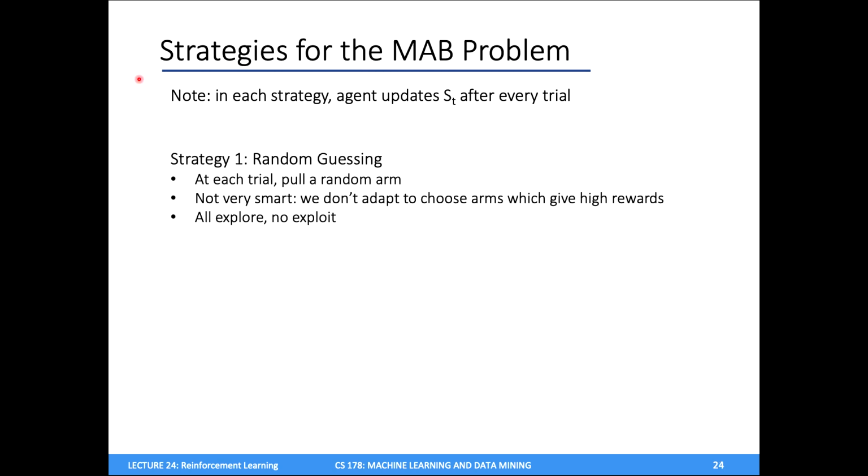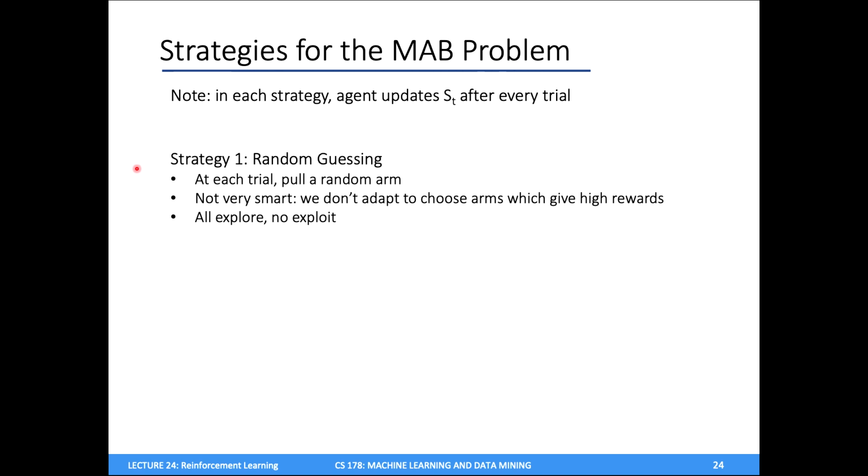Okay, let's see a couple of strategies we can employ to try and solve this multi-armed bandit problem. I'll point out here at the very start that in each of these strategies, what our agent is going to do is pull an arm, get some kind of reward, and then make sure it updates its state vector after every trial. So we see some reward and we want to update our belief about the averages.